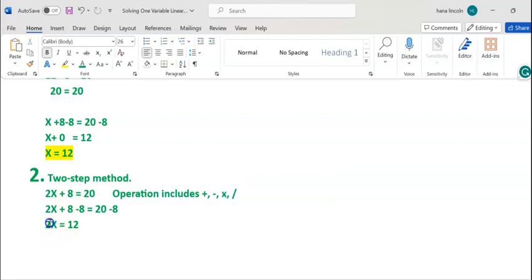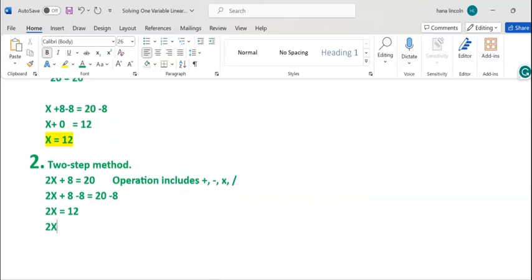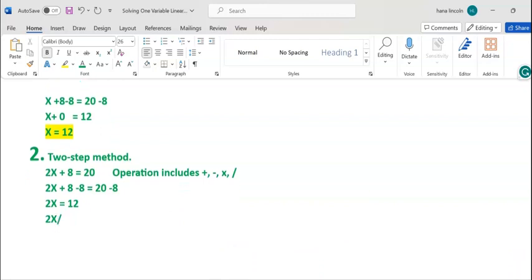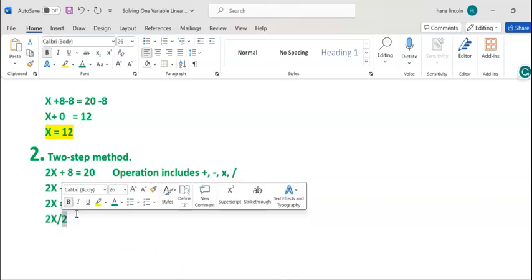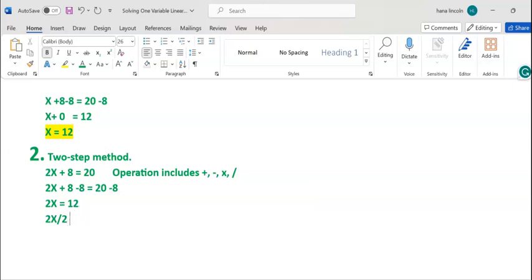Now we're going to eliminate the next number, 2, right? To eliminate number 2, in the case of multiplication, we're going to use division. So 2x, divided by itself, okay? We're going to divide 2 by itself, 2 divided by 2, which is the reciprocal of 2, 1 over 2.